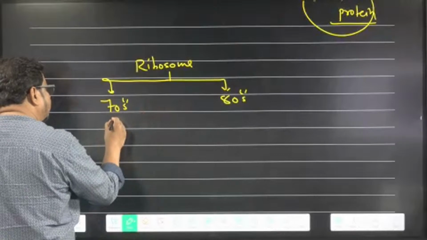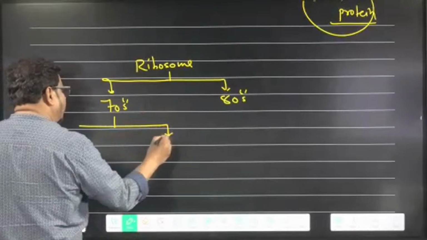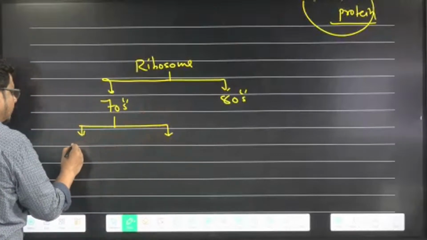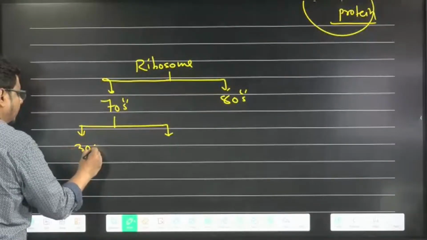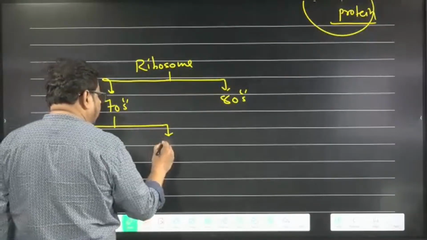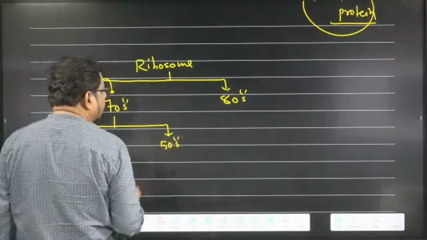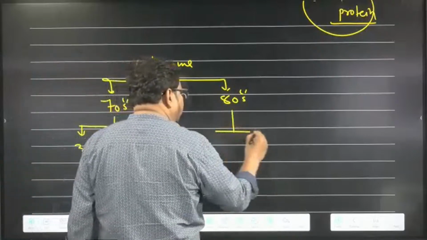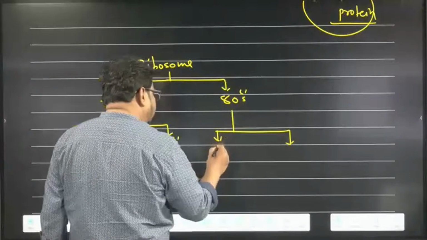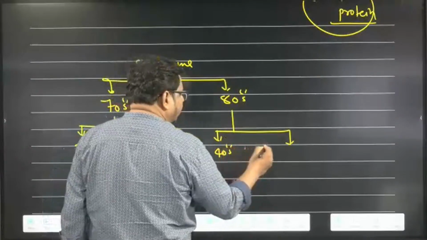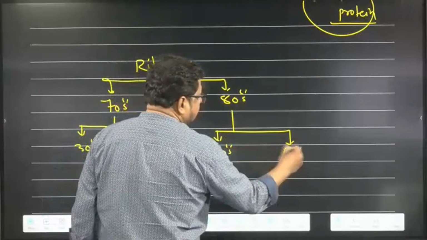So if we talk about 70S, it is made up of two subunits. One is a smaller subunit, that is 30S, and another is a larger subunit, that is 50S. And 80S is also made up of two subunits. The smaller subunit is called 40S and the larger subunit is called 60S.